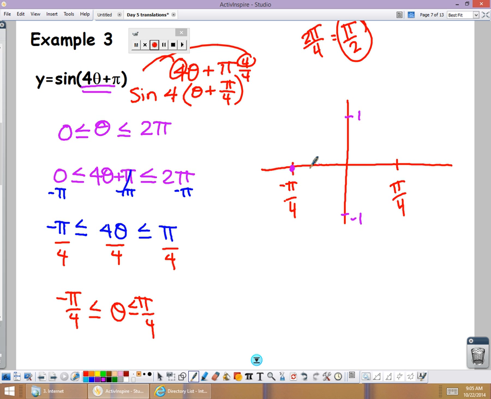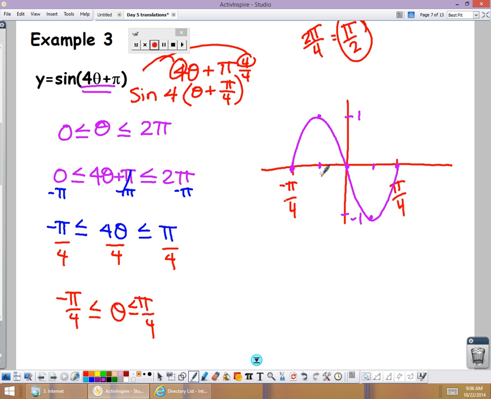So we're going to go up halfway through. We're going to go there. We're going to go up to 1. We're going to go back to 0. We're going to go down to negative 1. We're going to go back to 0. This is my curve. But I'm not done until I've labeled these halfway points.